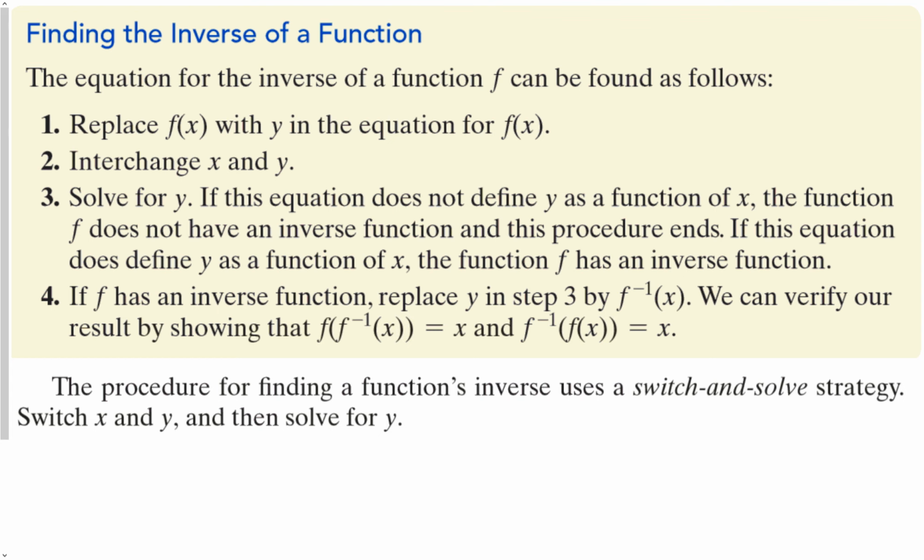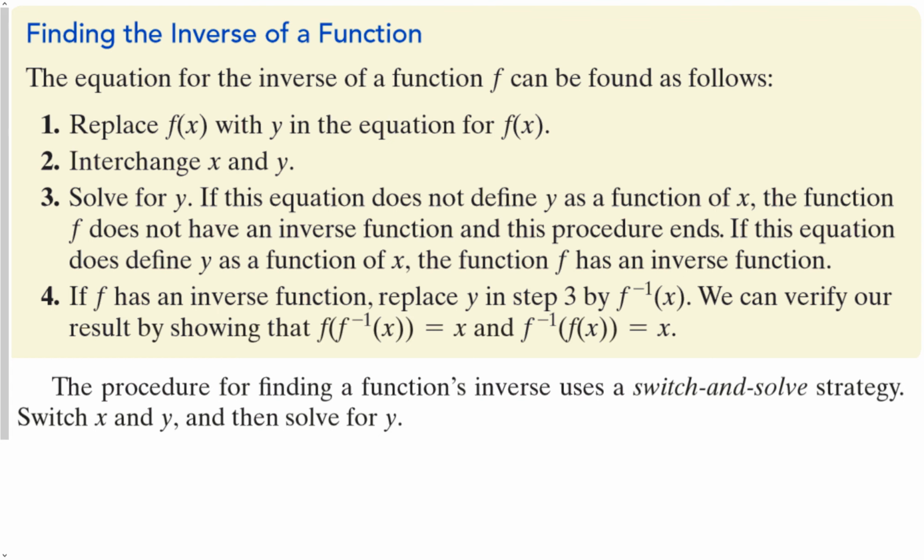If the equation does not define y as a function of x, then the function f does not have an inverse function and the procedure ends. It is possible for a function not to have an inverse function. It still could have an inverse, but that inverse does not have to be a function. And we'll see a couple of them that don't have inverse functions. If this equation does define y as a function of x, the function f has an inverse function. And if f has an inverse function, we replace y with f inverse to show that these two functions are related and they're inverses of each other.